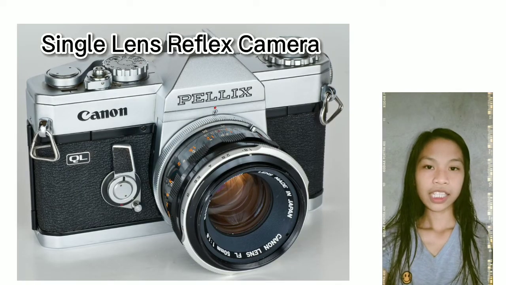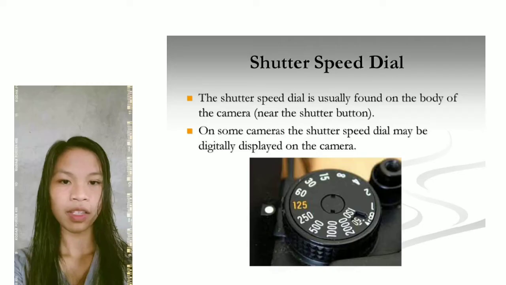I will discuss the different parts and functions of a single-lens reflex camera. The first one is the shutter speed. The shutter speed controls the amount of light by the length of time. A fast shutter speed creates a shorter exposure and it gives a sharp picture.